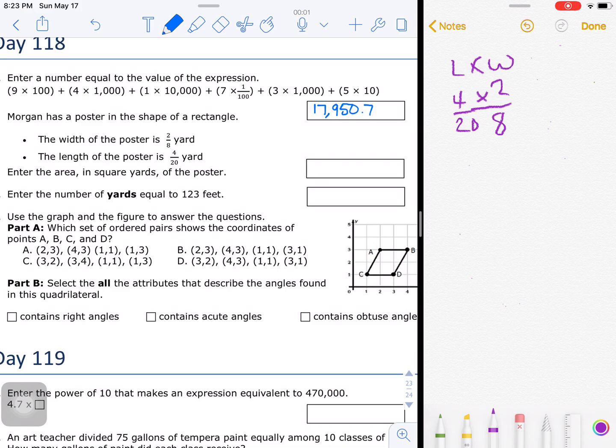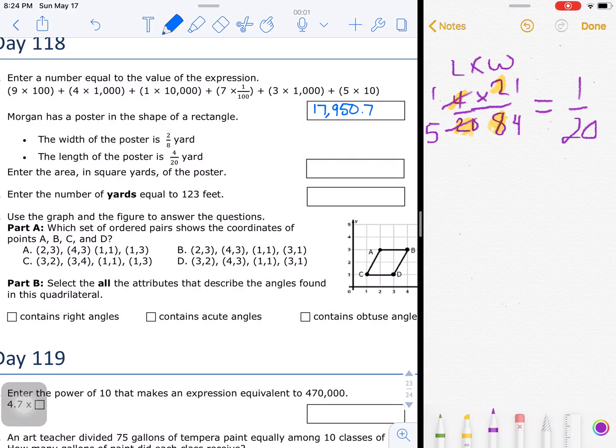Now, what I'm going to do here is some cross-canceling. And I know that 4 goes into 4 and it goes into 20. So I'm going to do that first, and I'm going to make 1/5. Okay, and then I also see that 2 goes into 2 and it also goes into 8. So I can divide 2 by 2, and 8 divided by 2 is 4. And that leaves me with 1/20 of a yard.